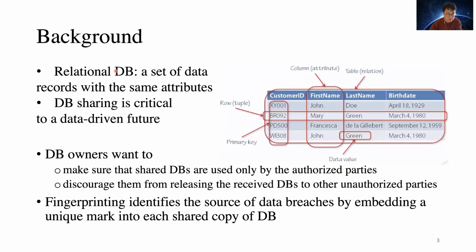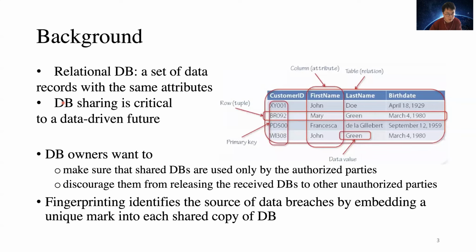Nowadays, relational databases have been very popular. It is defined as a set of data records with the same attribute. On the right, we have a toy example. Each column is identified by an attribute, and each row is identified by a primary key.